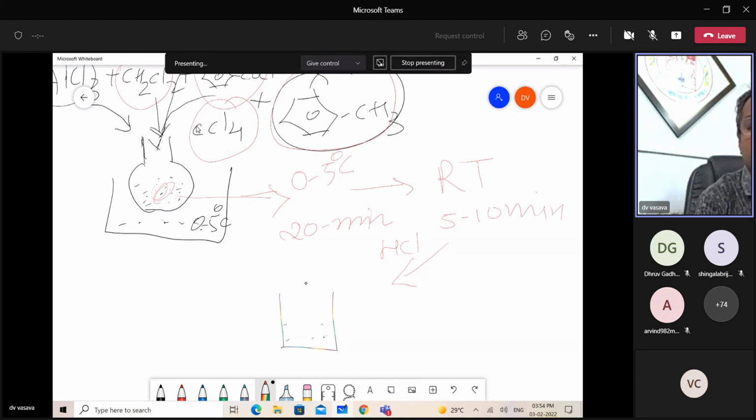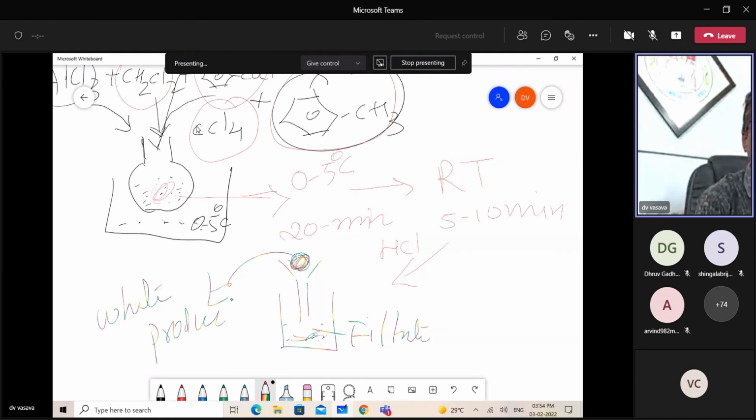You can filter this so that here you will get all the impurities and the rest of the solvent in the beaker, and here you will get the crude product, and that is the white product. It is the white product. So this is the procedure to prepare the 4-methyl benzophenone.